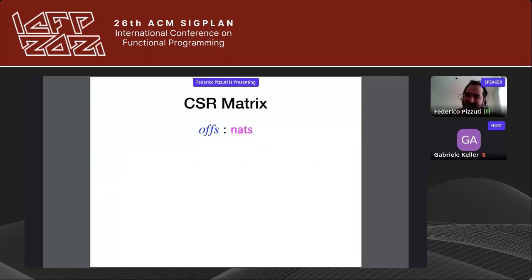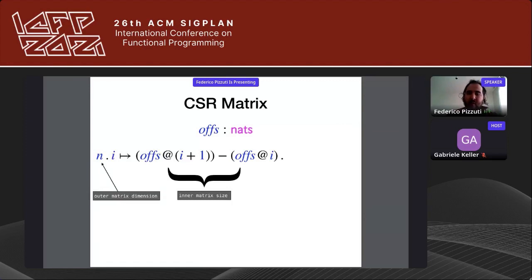And now, if we had such a nats of offsets, so a nats called offsets, which contains the matrix offsets, we can now write the type, because we can have the outer matrix dimension like before, and now we can have the inner matrix being this expression. So, look at the two offsets, because the difference between the two offsets gives you the row length. So this actually, we can talk about it. And now the value is the same as before. So it's a float and the index.